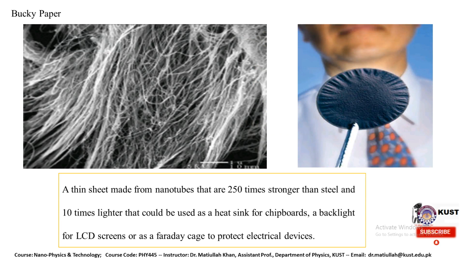Looking toward other applications of carbon nanotubes, a thin sheet made from carbon nanotubes that is around 250 times stronger than steel and 10 times lighter could be used as a heat sink for chipboards, a backlight for LCD screens, or as a Faraday's cage to protect electrical devices. So this is one of the interesting applications of carbon nanotubes.